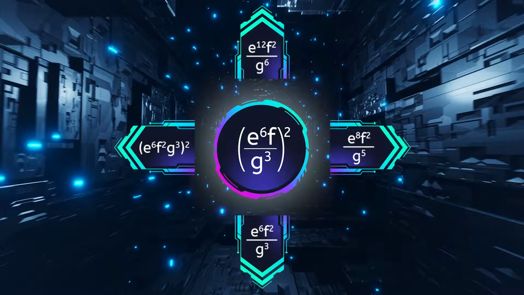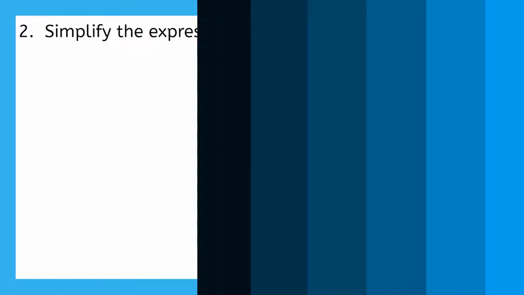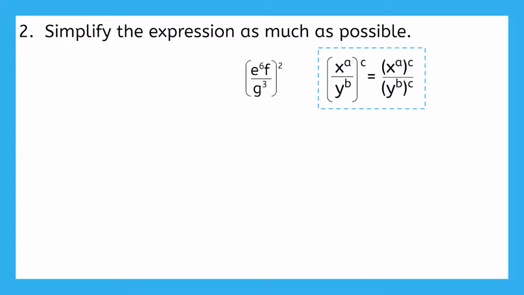Next checkpoint. We have e to the 6th f over g cubed, all raised to the power of 2. According to the power of a quotient property, when there's a quotient raised to a power, we can distribute the outer exponent to the numerator and denominator. Pause the video to do that now.